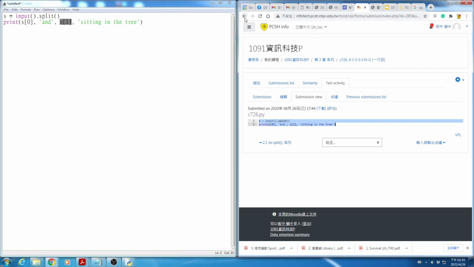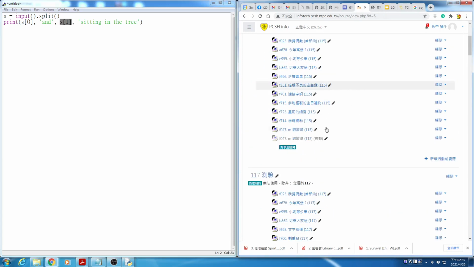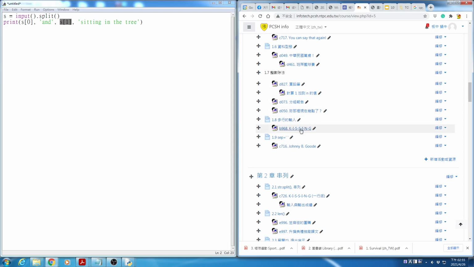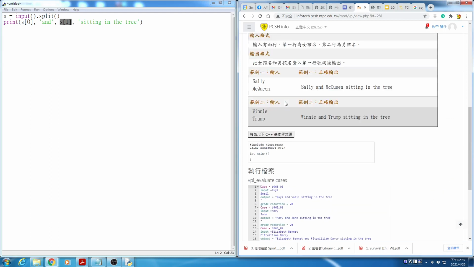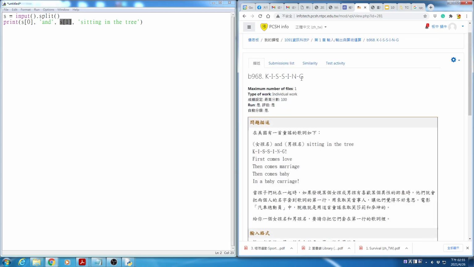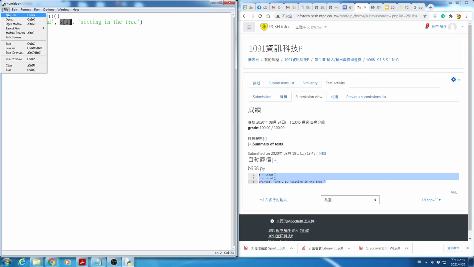However, in the earlier version of this problem, there's another version of kissing. In this version, Sally and McQueen, girl's name and boy's name, are given in two different lines, two separate lines. In this one, I don't know if you remember that, we have a different way of naming.